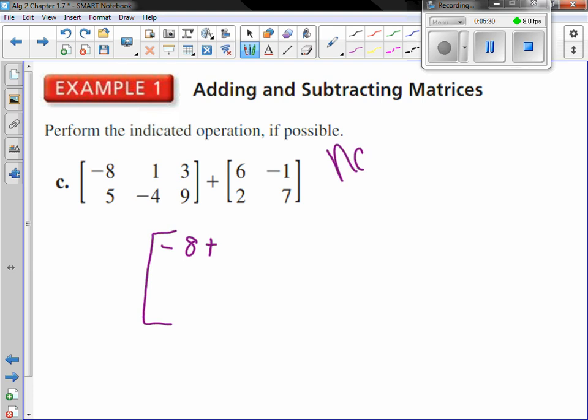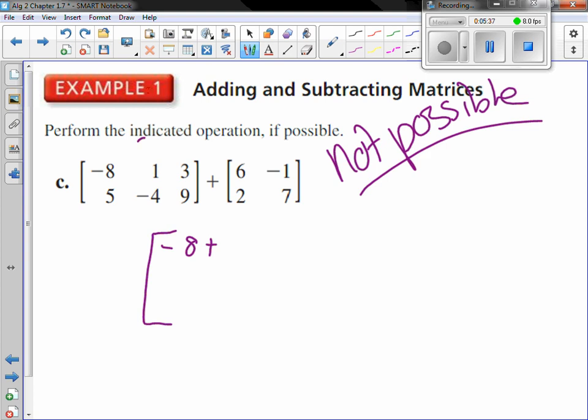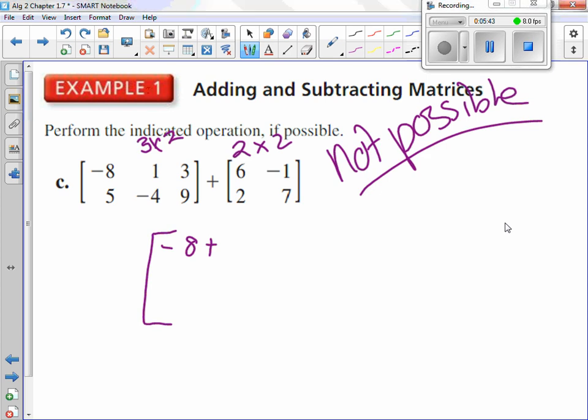Exactly. This one here is not possible, because here we have a 3 by 2, and here we have a 2 by 2. So the dimensions don't match up. And because the dimensions don't match up, it's not possible.